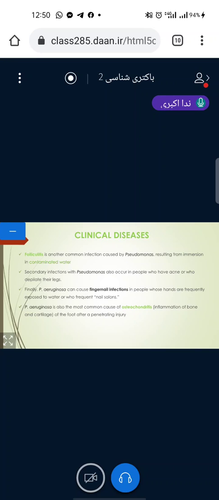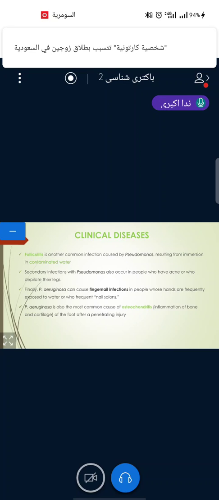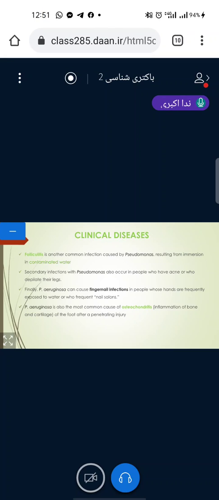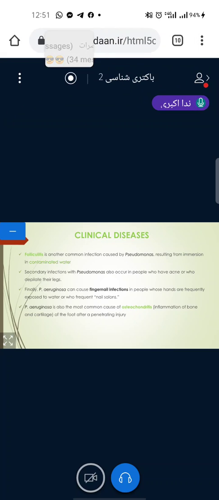Secondary infections with Pseudomonas also occur in people who have acne or who depilate their legs. Finally, Pseudomonas can cause fingernail infections in people whose hands are frequently exposed to water, who frequent nail salons. And this bacteria is also the most common cause of osteochondritis, inflammation of bone and cartilage of the foot after a penetrating injury associated with stepping on a nail.